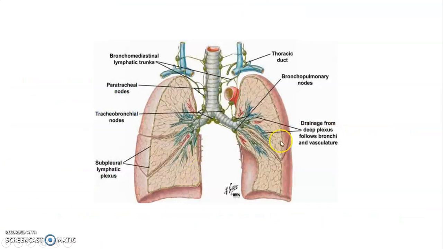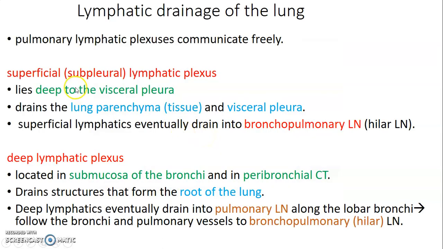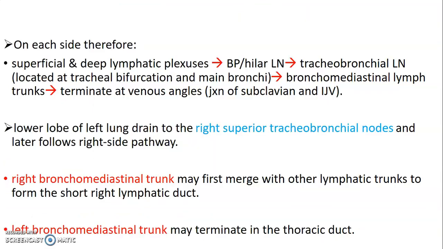So you can appreciate here the bronchopulmonary lymph nodes, the tracheobronchial lymph nodes here, okay, subpleural lymphatic plexus, paratracheal lymph nodes. All these will drain. So the lymphatics deep below the pleura go to bronchopulmonary lymph nodes. The lymphatics in the submucosa and the peribronchial connective tissue will first drain into pulmonary lymph nodes along the lobar bronchi before they follow the vessels to get into the bronchopulmonary lymph nodes at the hilum of the lungs.